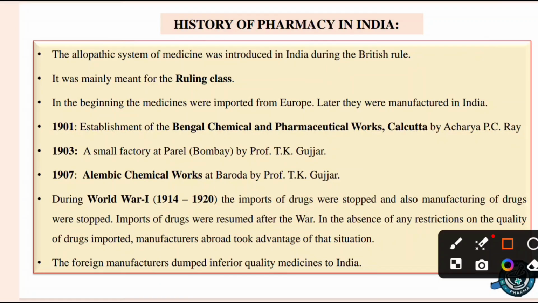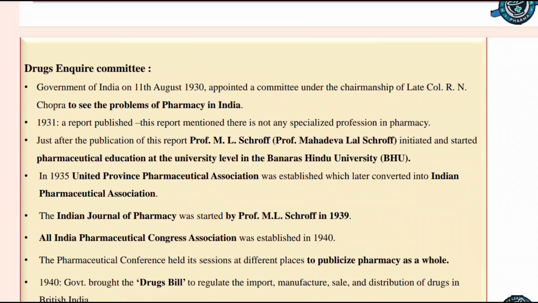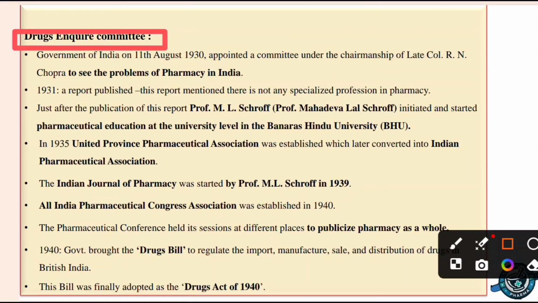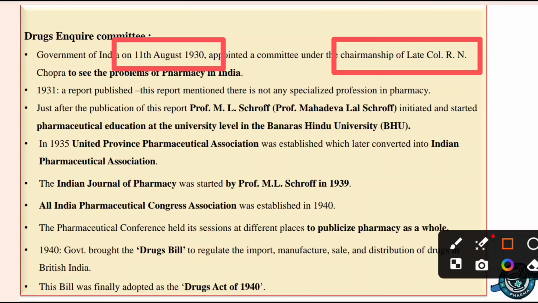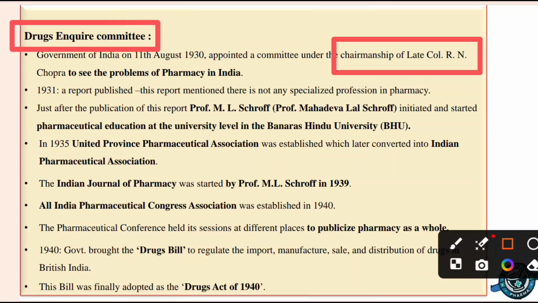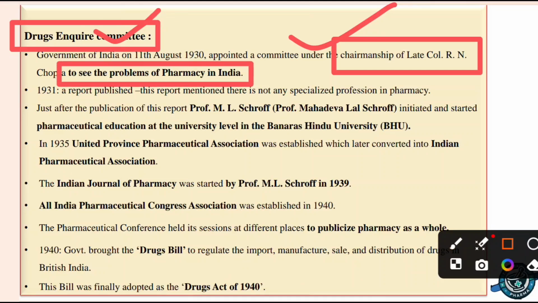That's why the Government of India appointed a committee, the Drugs Inquiry Committee. What is the main purpose of this committee? The main purpose was to look into the problems of pharmacy in India. After facing so many problems, the Government of India appointed this committee on 11th August 1930 under the chairmanship of the late Colonel R.N. Chopra. So what is the role of this committee? Its main purpose is to see the problems of pharmacy in India.